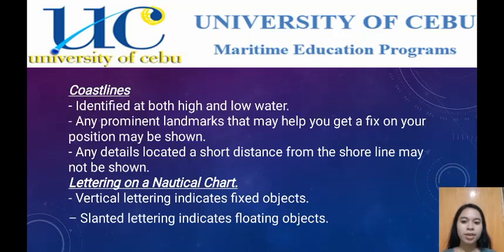Coastline is identified at both high and low water. Any prominent landmarks that may help you get a fix on your position may be shown. Any details located at a short distance from the shoreline may not be shown. Lettering on a nautical chart: vertical lettering indicates fixed objects and slanted lettering indicates floating objects.